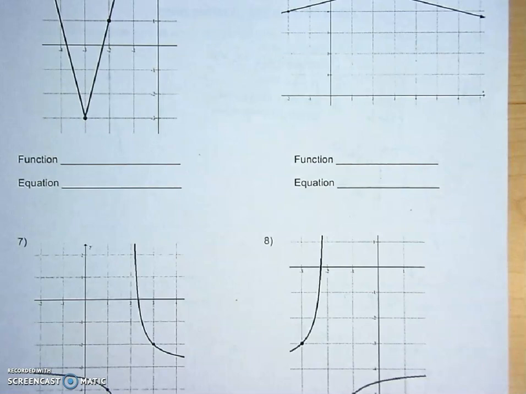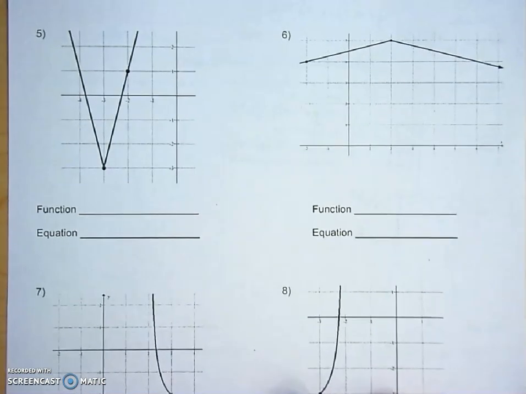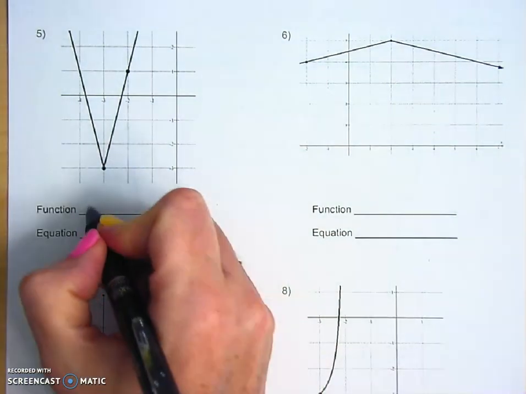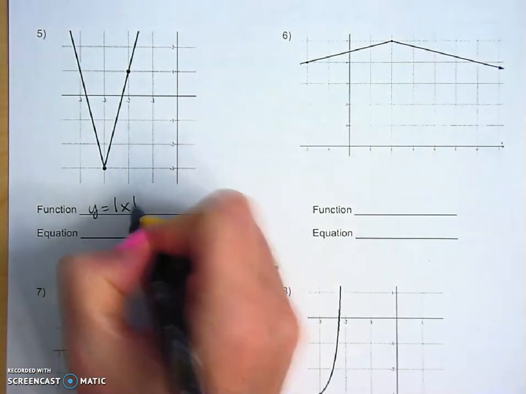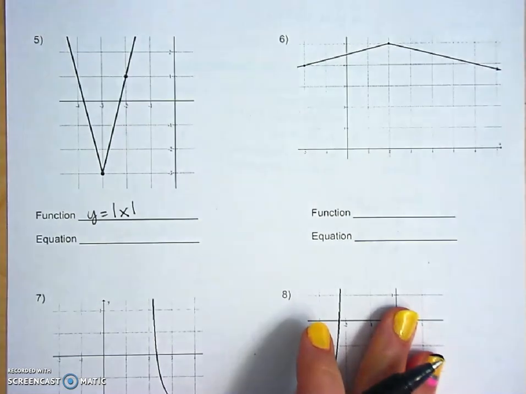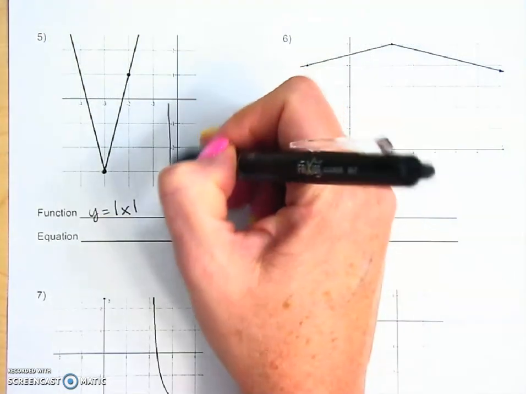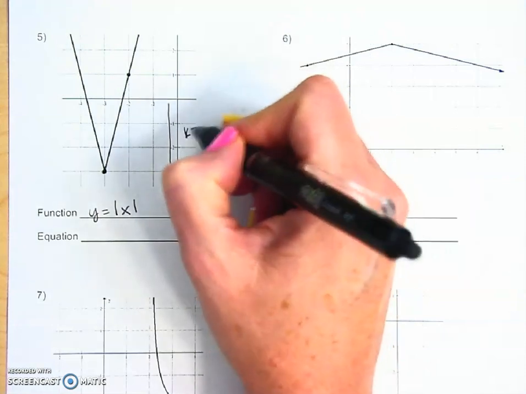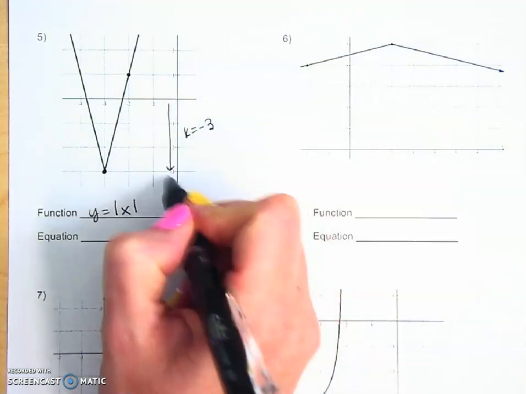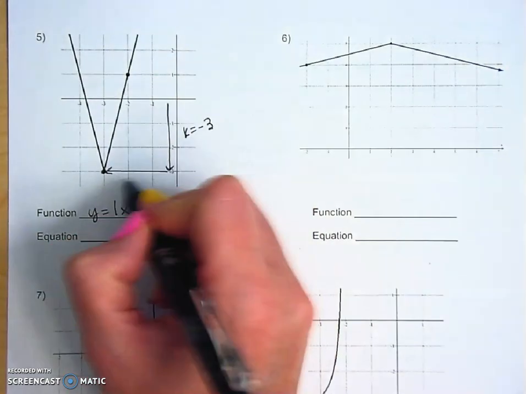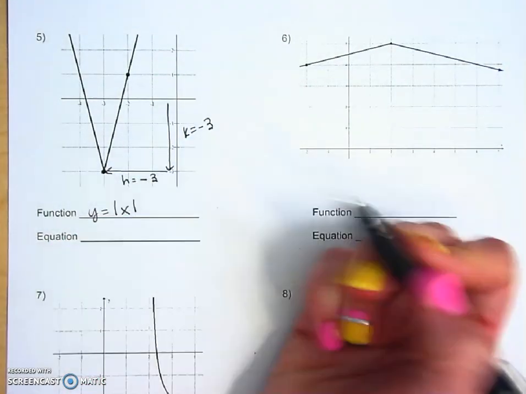All right, on the back, this row right here is for absolute values. So the original function is y equals absolute value of x. I'm going to check for my origin shift first. So here's my new origin, and it's down 3. That means k is negative 3. And left 3, that means h is negative 3.